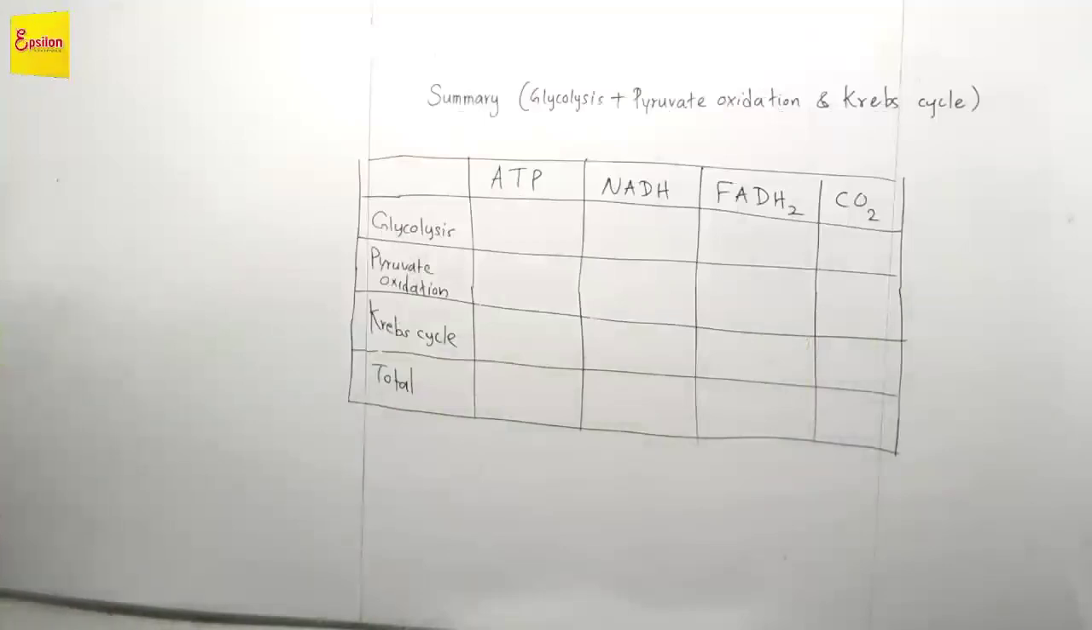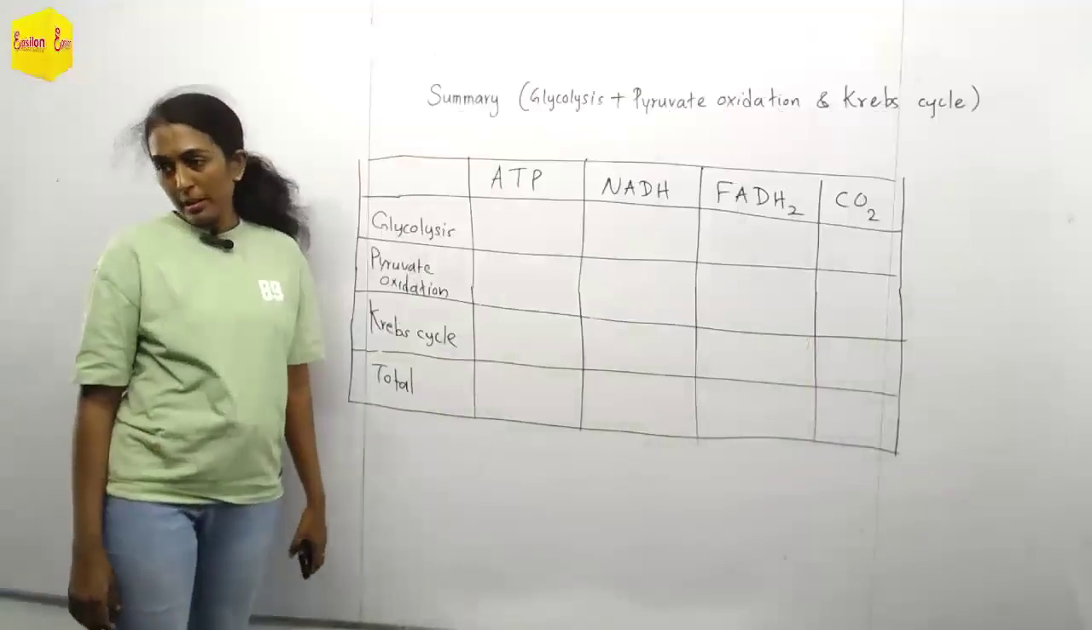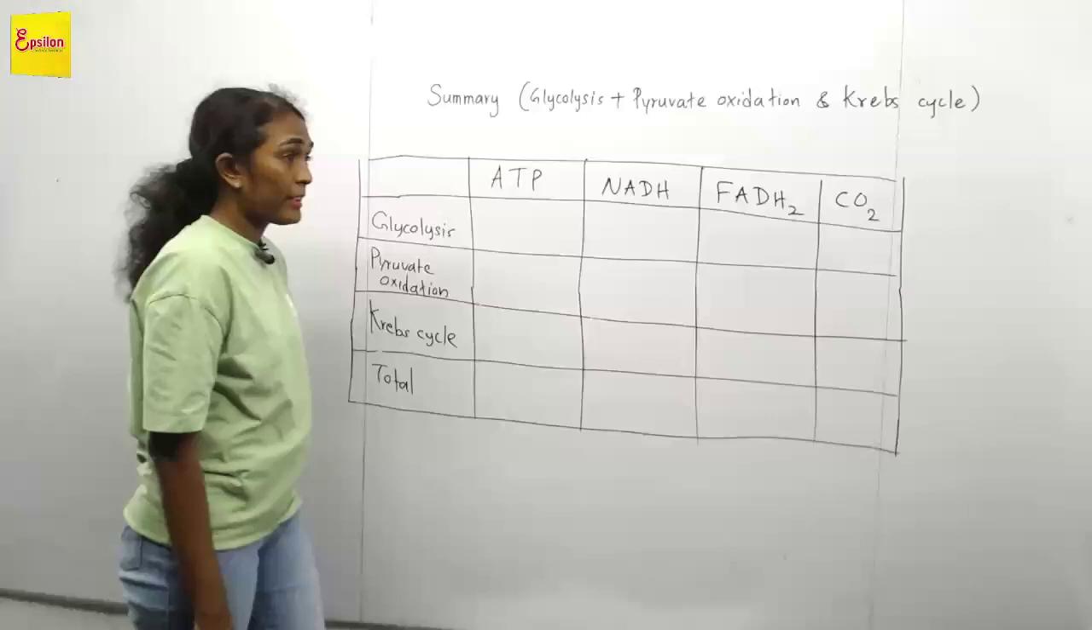Wait, we'll write 2 net because 2 is used. No? Only 2 is here. 2 net. The word net should be there.